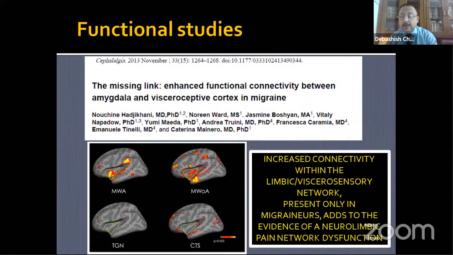Okay, then came the era of functional MRI using the BOLD technique and the arterial spin labeling techniques to know the metabolism and the blood flow. What they have shown is that migraine with aura, without aura, trigeminal neuralgia, and carpal tunnel syndrome have different patterns of pain network, right? Only in migraineurs you see an increased connectivity within the limbic and the viscerosensory network, thereby showing that these migraine patients have brains already having a network which is defective in processing. So the defect lies in increased connectivity, so they become hyper-responsive.